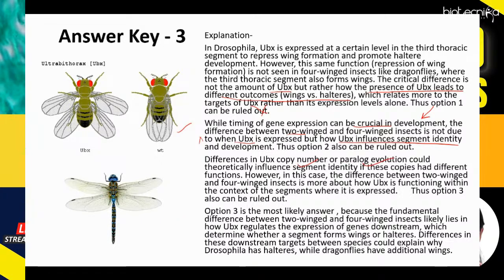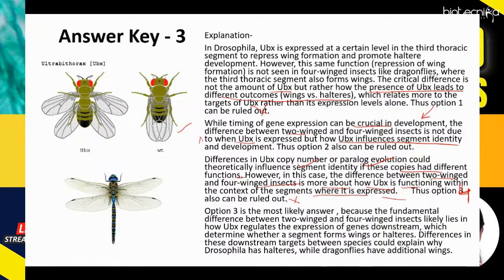Even copy number or paralog evolution could theoretically influence segment identity if the copies had different functions. But in this case, the difference between two-winged and four-winged insects is more about UBX functioning within the context of the segments where it is expressed. So option 3 is also not the answer. Option 4 is also not the answer.